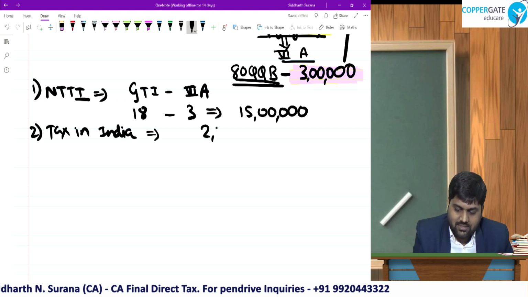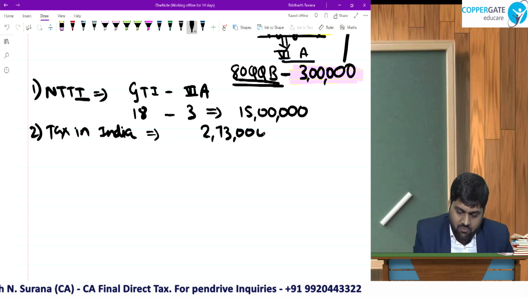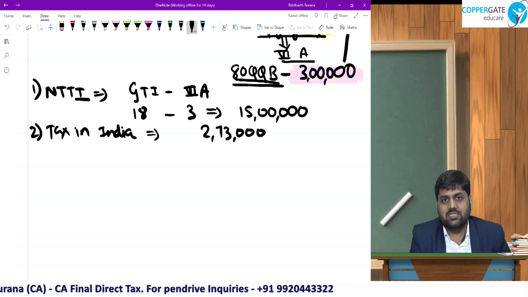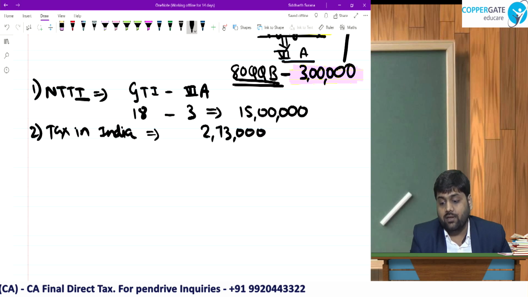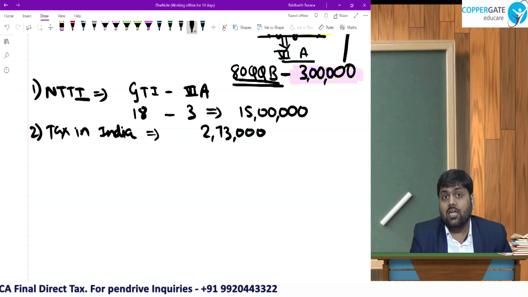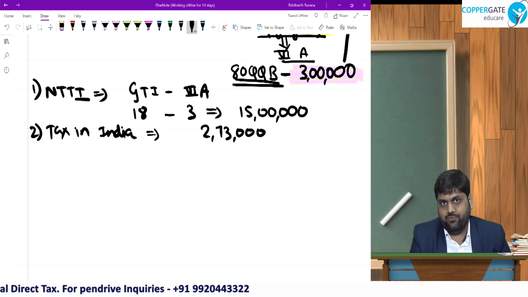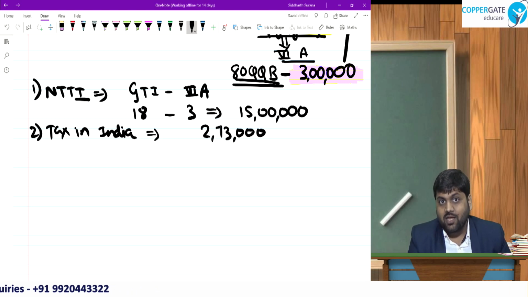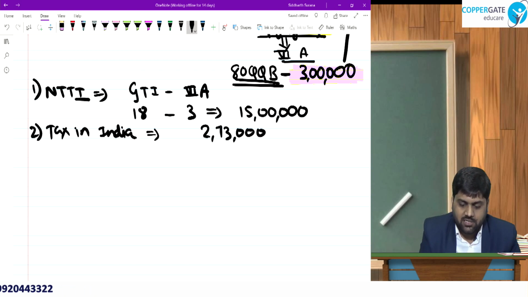Accordingly, your tax liability in India will come to rupees 2,73,000 including education cess. If we do not give you any relief, then 2,73,000 is going to be your tax liability. But we have already decided that the assessee is going to be eligible for relief. And how do we decide? What is the logic? Indian tax, foreign tax, whichever is lower.